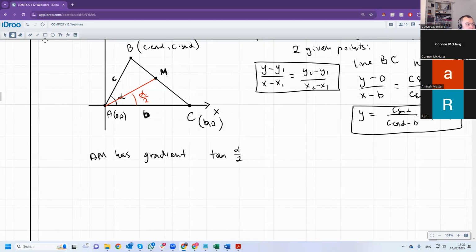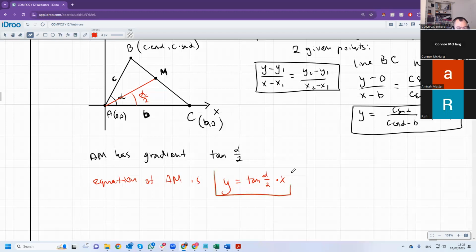So great, and then it goes through the origin, so it has a y-intercept of 0. So the equation of AM is y equals tan alpha over 2 multiplied by x. This is the equation of AM.